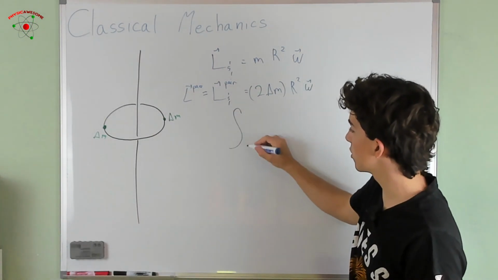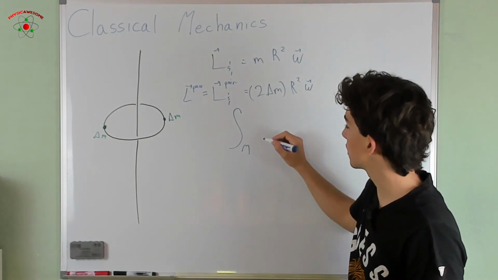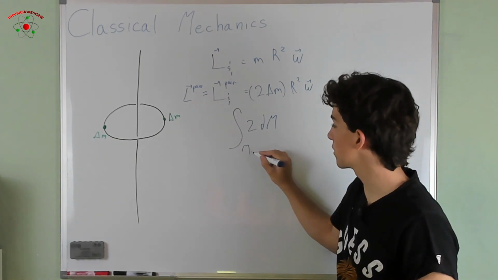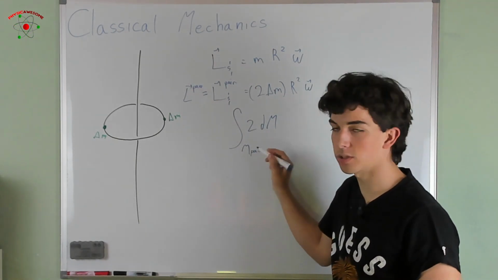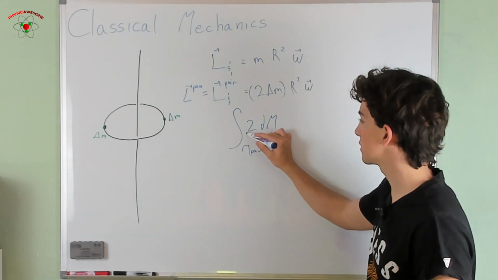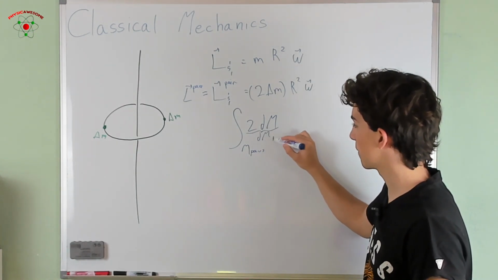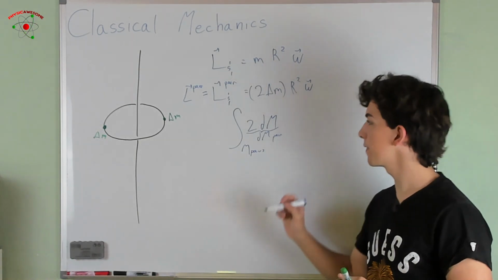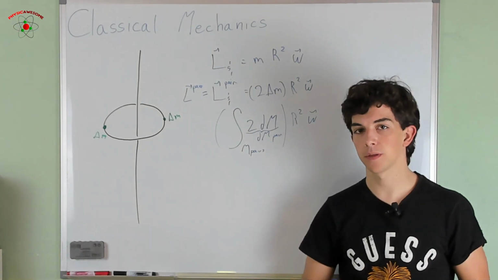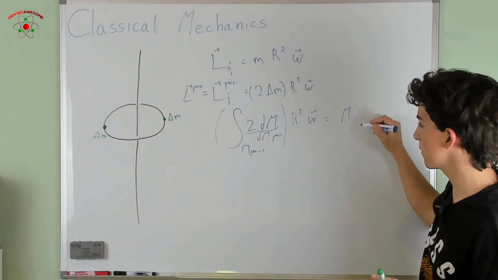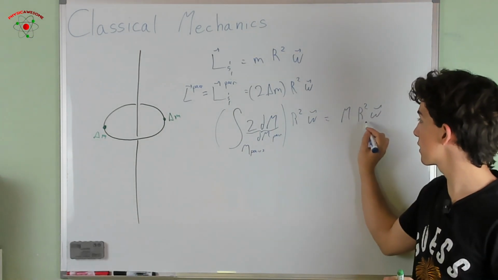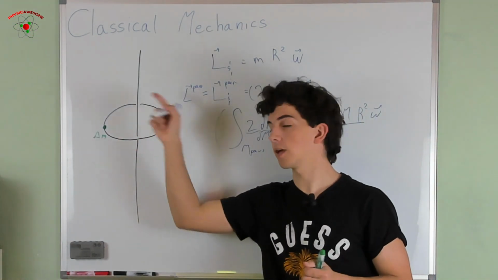So we would integrate over the mass of 2dm. So we're really integrating over the pairs, mass of pairs, because we don't want to integrate twice everything, such that this is dm pair. And then we also have r squared w that are outside of the integral. Therefore, this is going to give us m r squared w. And this again is the moment of inertia of this ring that we have.